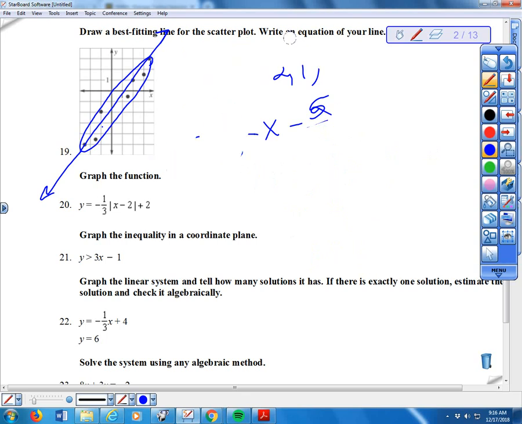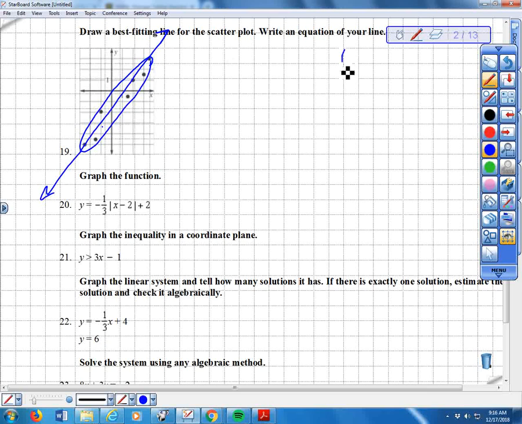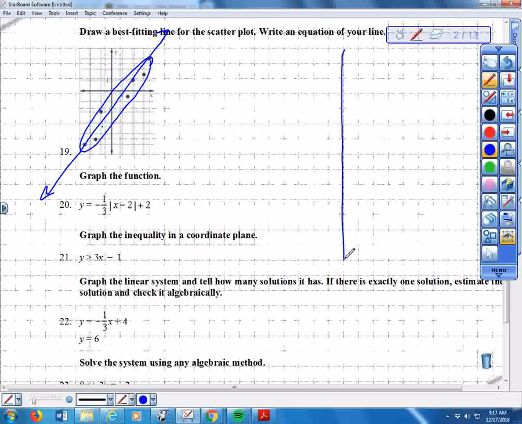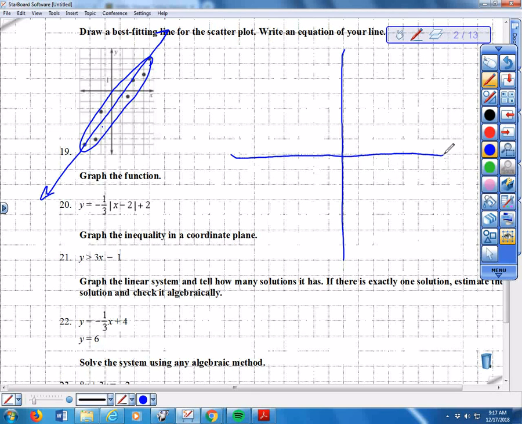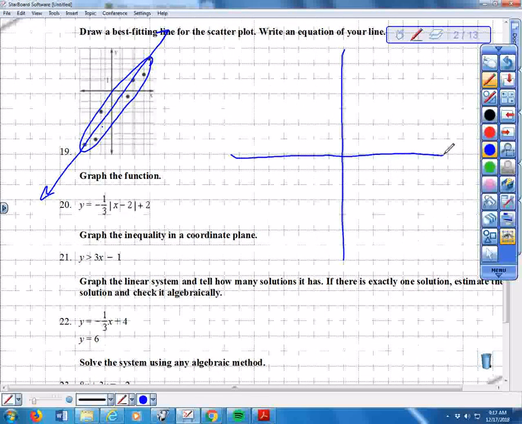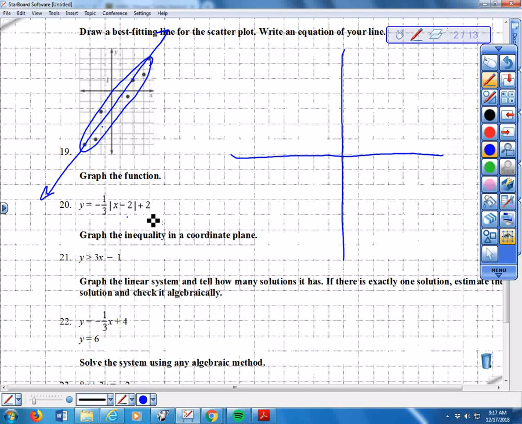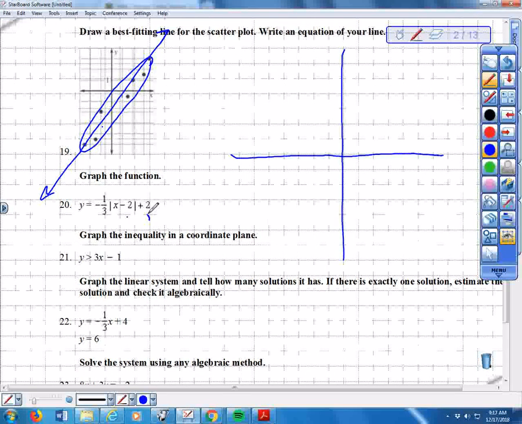All right, graph this function. It's an absolute value, so what should my graph look like when I'm done? Should be a V. And it's got a negative in front of it, which tells me it's going to be opening down. And I can figure out where it starts. It's positive 2, positive 2. Right? If it says x minus 2, that means the x value is positive 2 and 2.